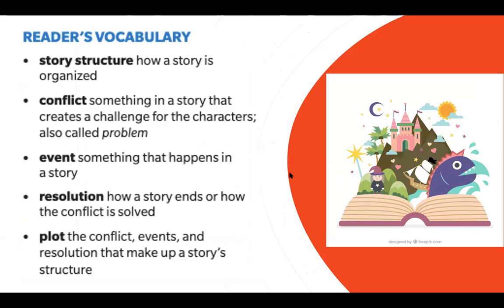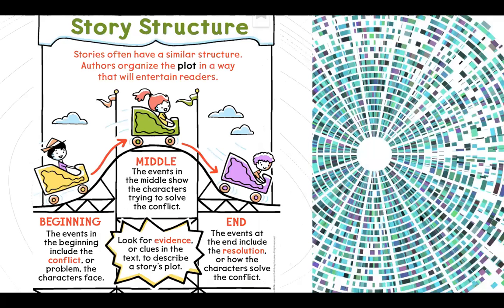Reader's vocabulary. Story structure: how a story is organized. Conflict: something in a story that creates challenge for the characters. It's also called a problem. Event: something that happens in the story. Resolution: how a story ends or how a conflict is solved. And plot: the conflict, events, and resolution that make up a story structure. And I threw this one in there. We have a little dinosaur. Yes, it goes with our story, as you'll see.